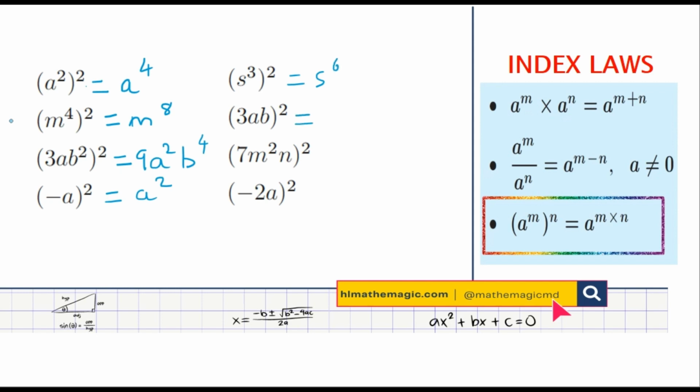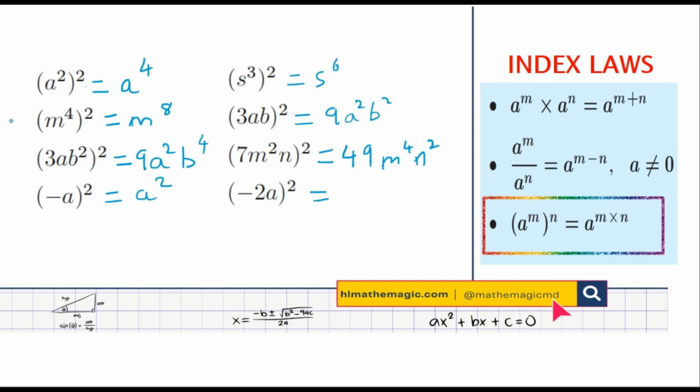And for our next question, 3ab squared. Now just like before, 3 squared is going to be 9, and then we'll have a squared, b squared. Okay, quite similar for the next question, 7m squared n all squared. And 7 squared here is 49, so we can start with a 49, followed by m squared squared, which is m to the power 4, and we still have n to the power 2. Very good if you managed to do this question.